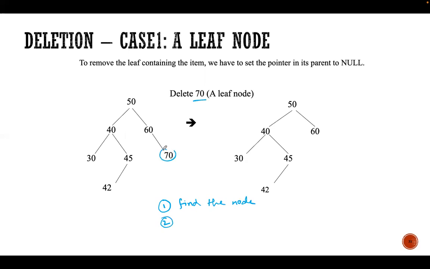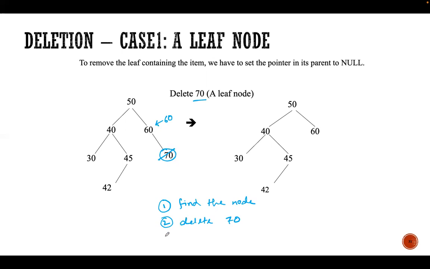So this is our node 70. Now, as this is a leaf node, it doesn't have any children. That makes this deletion very straightforward and easy. All we have to do is delete the node. So we have to delete 70. But 70 had a parent, which is 60. 60 is the parent of 70, and 70 is the right child of 60. Now, after the deletion, the right child of 60 will be null.